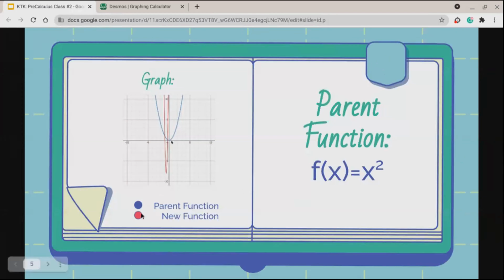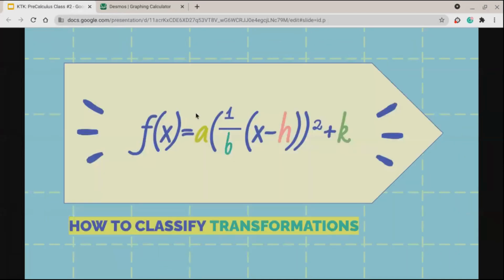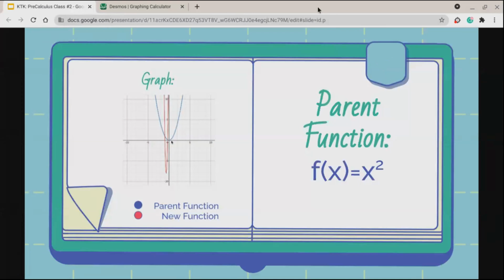The new function would be in red, and your parent function, for this one, is a quadratic function. So if you remove that, a is 1, b is 1, and h and k are 0, which means, as we remember from vertex form for quadratics, if your vertex is at 0, 0 and you don't have any stretches or compressions, you would end up with the parent function. And that parent function is just f of x is equal to x squared.